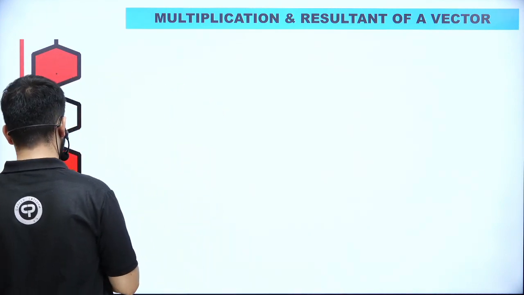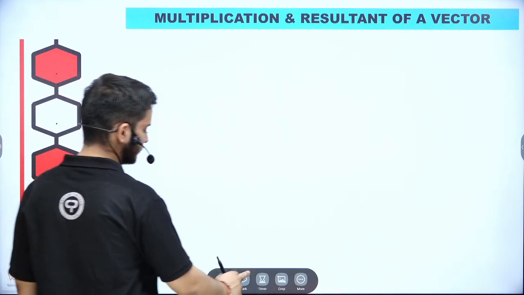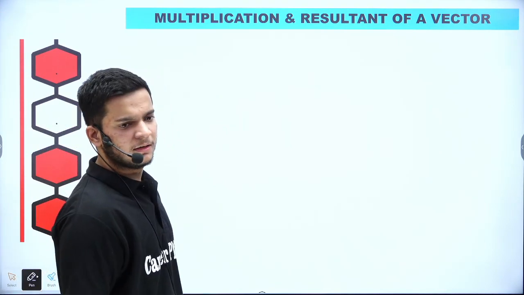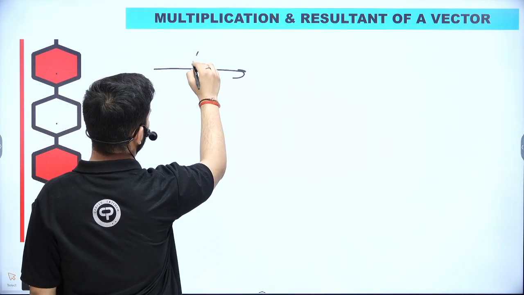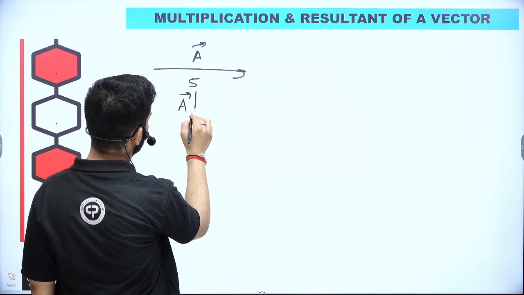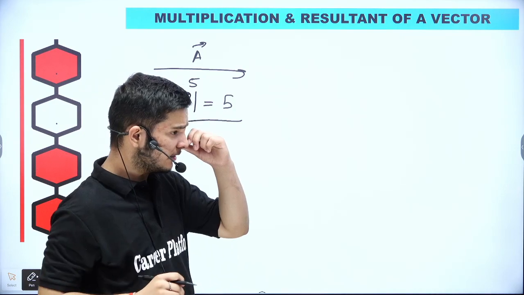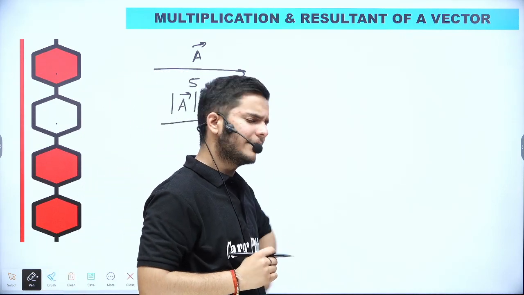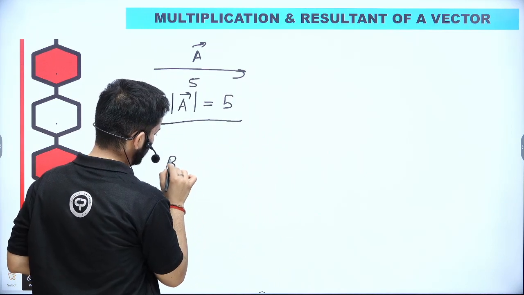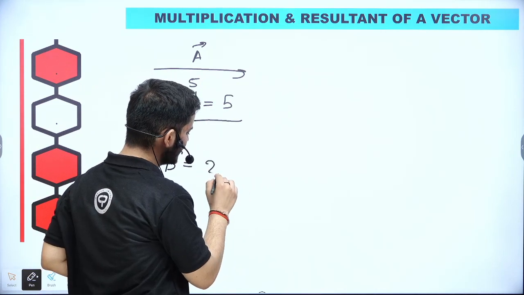Okay. So let's come to the next topic. Multiplication and resultant of a vector. Suppose we take a vector whose magnitude is 5. Is this clear? Its magnitude is 5. Now there is another vector, a b vector, which is double the value of the a vector.